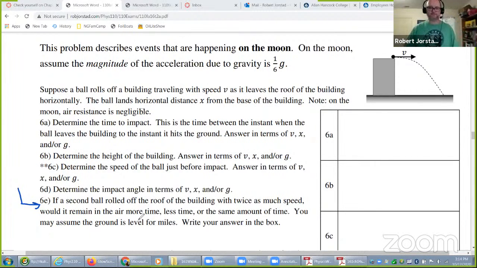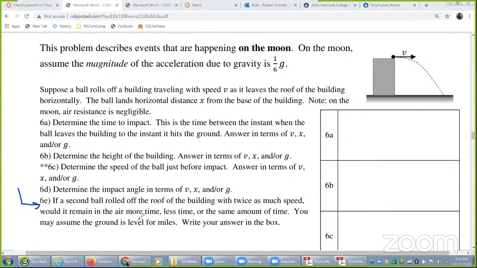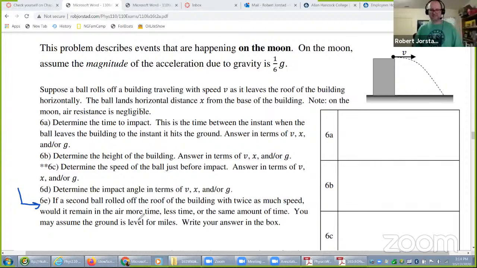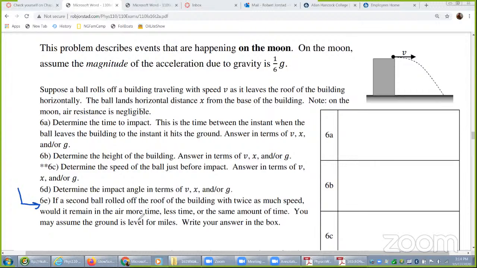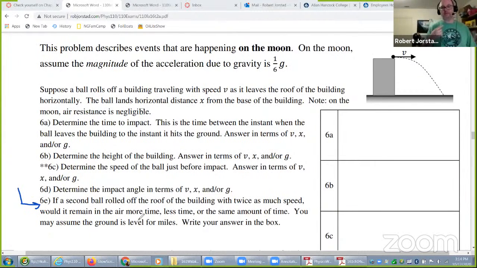What do you guys think? Anybody else? Do you agree with what he said? Isn't time related to the y coordinate? Yes. So it'd be the exact same time? It would be the same. Watch out, I told you it travels distance x. Where the fault in your logic lies is if it goes twice as fast, it's also going to go twice as far horizontally, but it'll still travel the same amount of time. Right?